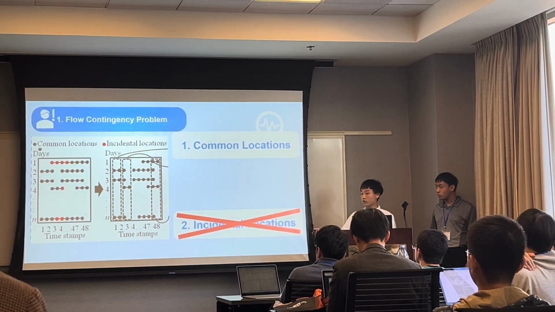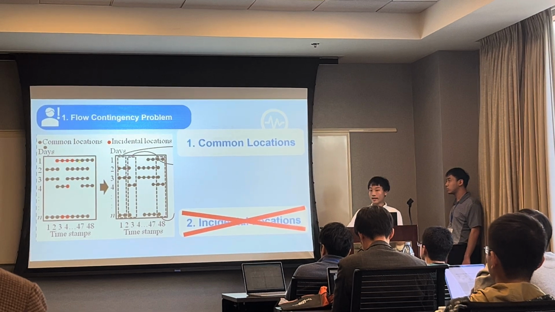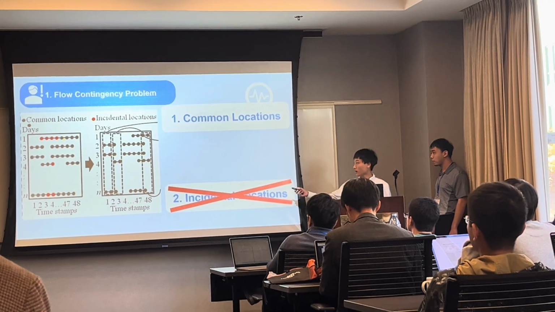So we can remove outliers, and the model can focus more on the general trend and the places that have been visited by the user quite often.